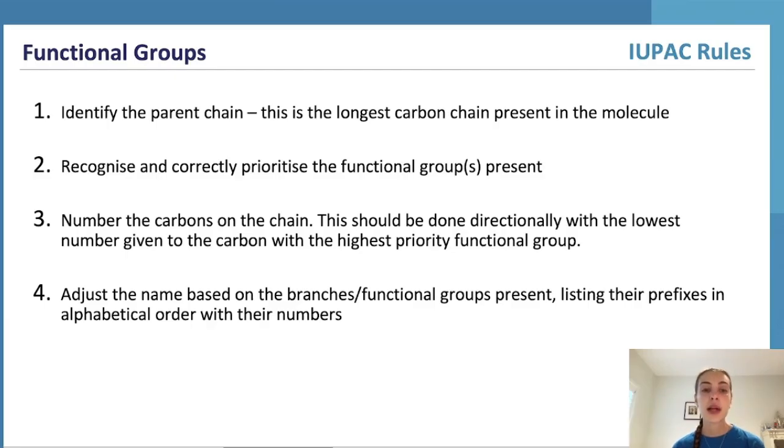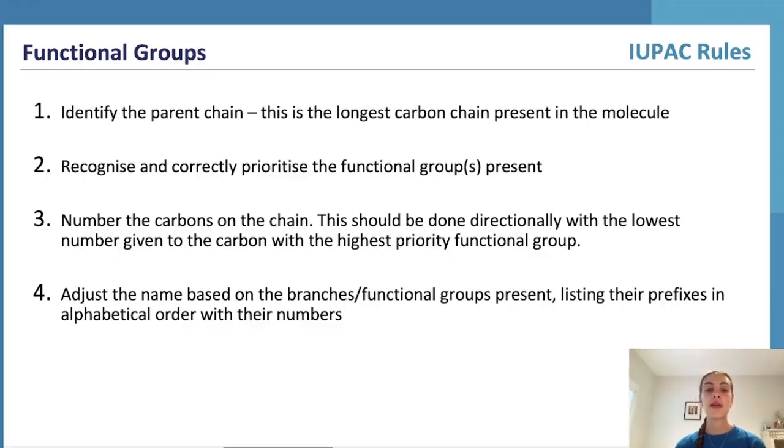The next thing we want to look at is the number of carbons on the chain. This is something that's done directionally. The lowest number is going to be given to the carbon with the highest priority functional group. So when we count along the chain, we want to count from the end with the highest priority functional group.